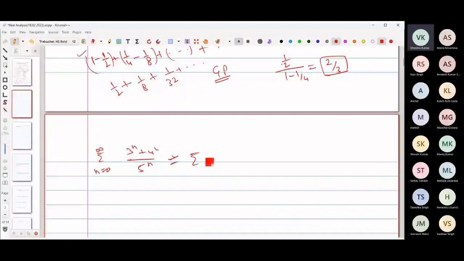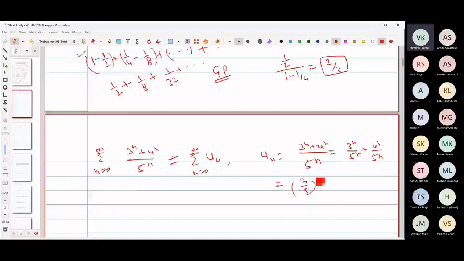So we can write summation of un, n equals 0 to infinity. So un is 3 to the power n plus 4 to the power n divided by 5 to the power n. We can write 3 to the power n divided by 5 to the power n plus 4 to the power n divided by 5 to the power n, and this we can write as (3 by 5) to the power n and (4 by 5) to the power n. So this is un in our case.